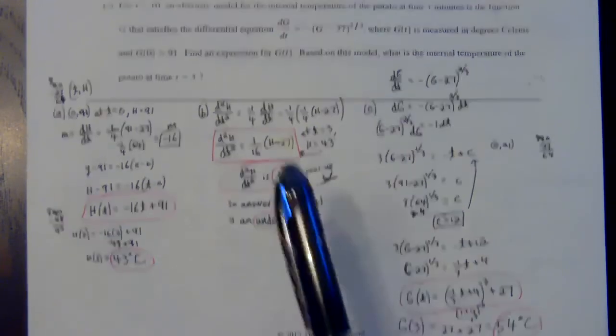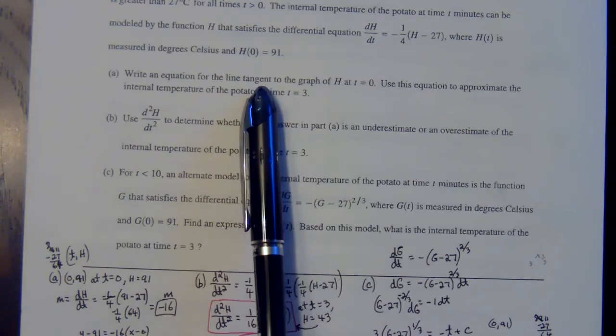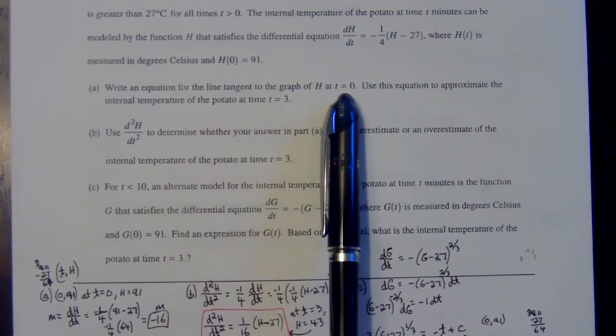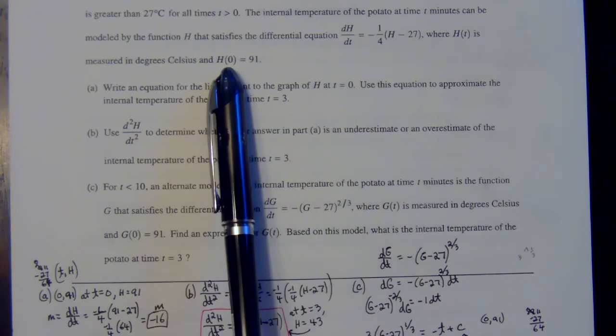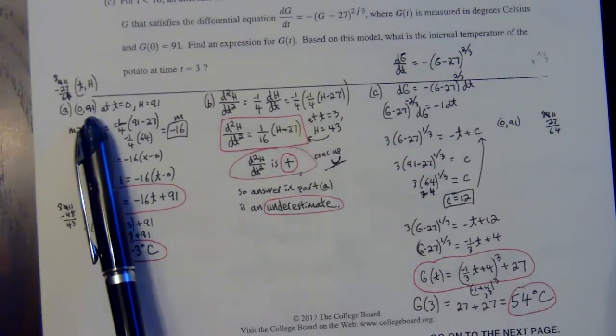All right, so now let's finally get into this thing. When you see equation of the line tangent, that means you're about to find the equation of the tangent line. So it says that t equals 0, and when t is equal to 0, that y value is 91. So h of 0 is 91. So our point is (0, 91).